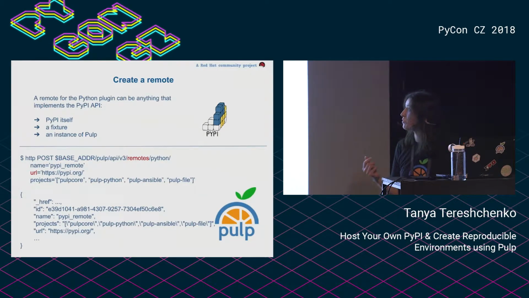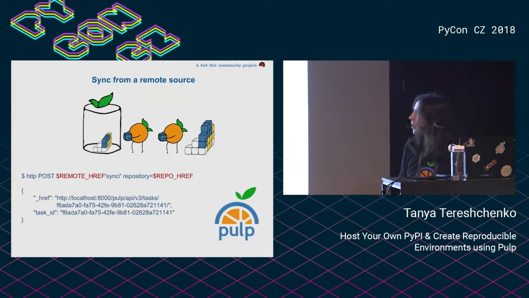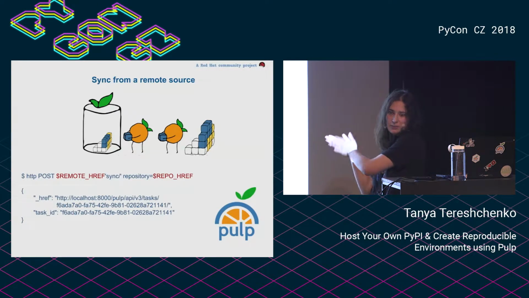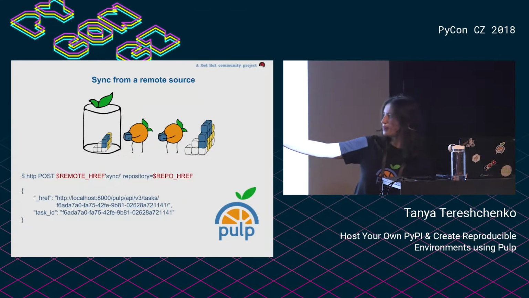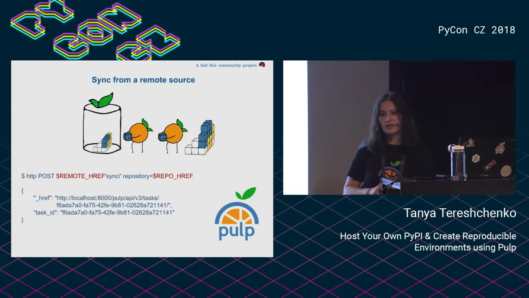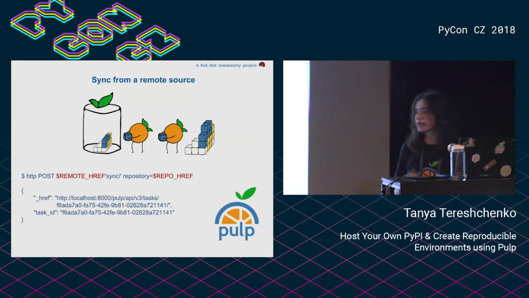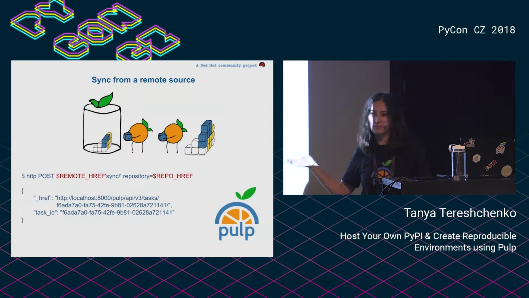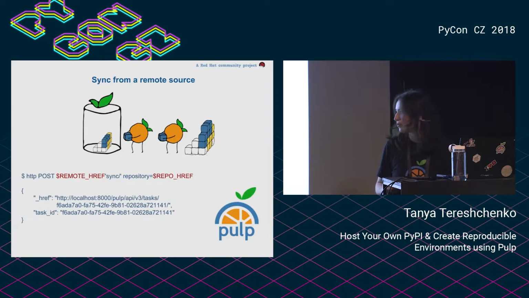Good, so we have a remote, and finally we can sync. So to sync from remote source, we tell our remote to sync, and we specify repository where we would like our content to sync into. If you take a look at the response, here we have a task. That's where RQ comes into play. As I mentioned, we use RQ for jobs. And so for operations like sync, which can take a while, especially if you sync the whole PyPI, those tasks will run in background and will be performed by multiple workers.